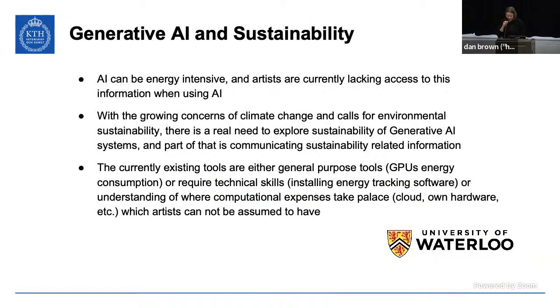So AI can be very energy intensive, and artists are currently lacking access to this information. With the growing concerns of climate change and calls for environmental sustainability, there is a need to explore strategies for communicating sustainability information to artists who are using generative AI. Most of the existing tools, carbon energy consumption trackers, are general domain. They are calculating the impact based on GPUs, and also they require technical competence that artists may lack, such as installing energy tracking software or just understanding where the computational expenses take place, which might be difficult for people from non-technical backgrounds.